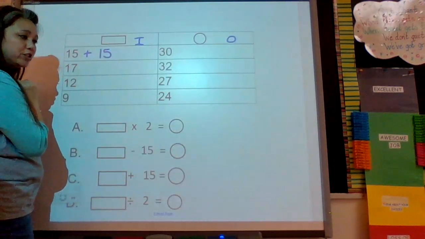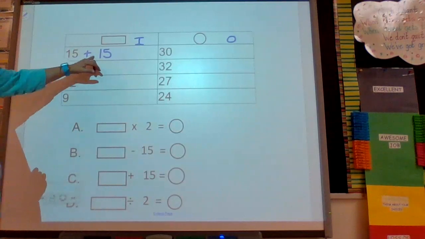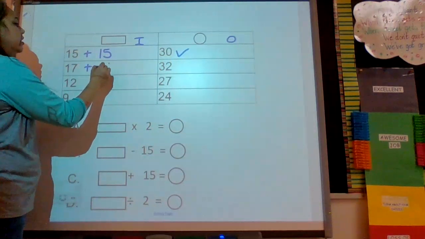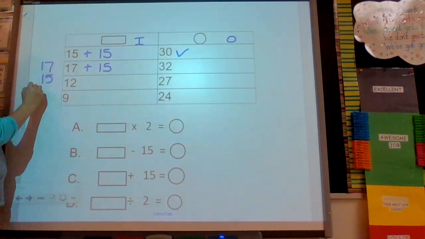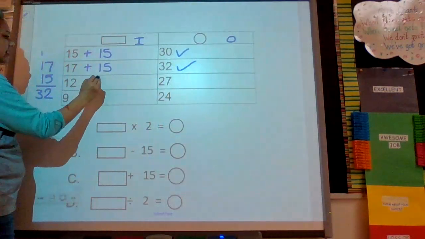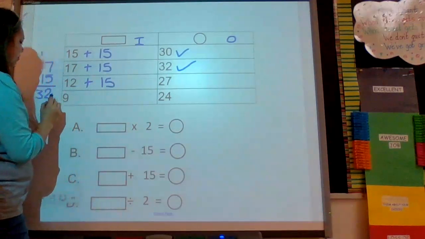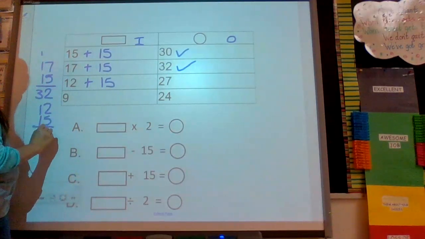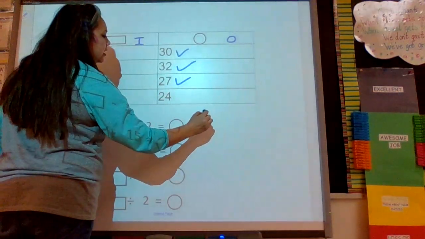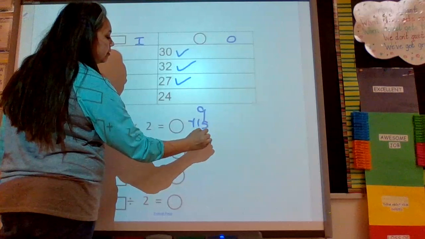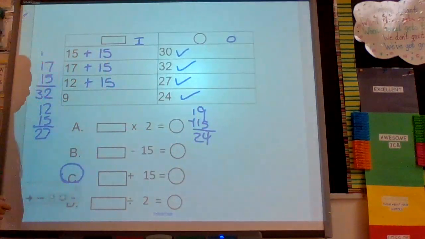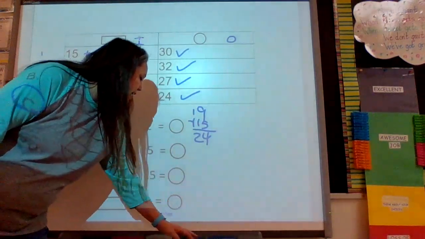Because they give us the answer choices, we're going to check that. So is 15 plus 15 30? Yes, but I'm not done. We're going to check it here. So go out to the side. Is 17 plus 15 32? It is. Is 12 plus 15? Most of you can see that one right away. 27? Yes. And is 9 plus the 15 24? So then hopefully you got the answer choice C.